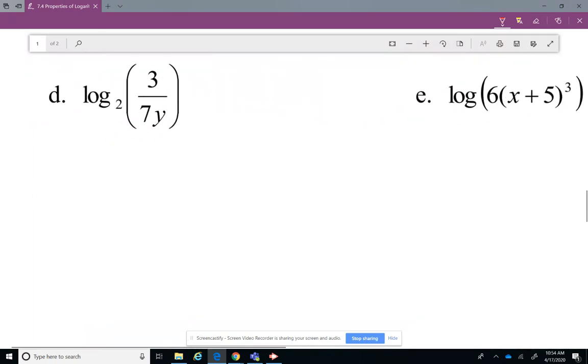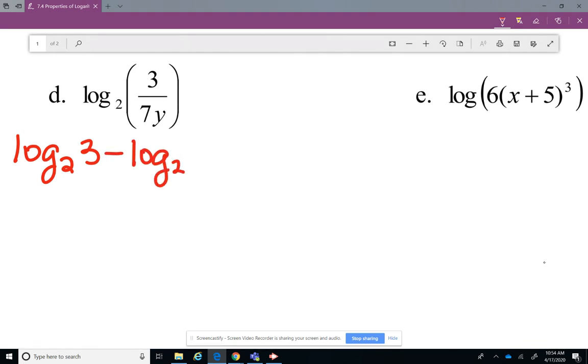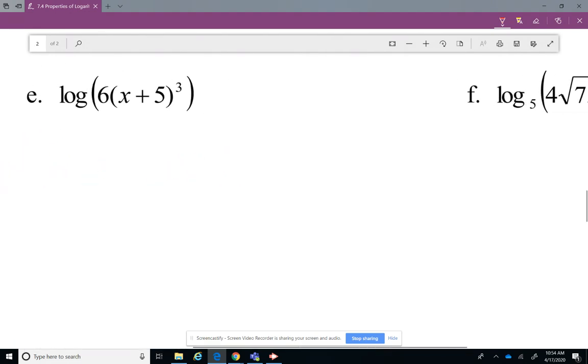There's D. That's the one we're going to look at next. We see we're dividing, but if we look at the top one, there's going to be a plus sign for this one because it's in the numerator. So log base 2 of 3. Now we're going to do a subtraction. Minus log base 2. We're going to do the 7 first. Now we're still in the denominator, so we still do a minus. So minus log base 2 of y. I'm just going to stand back and check. Do I have any coefficients? Nope. Then I'm done. All right, E.